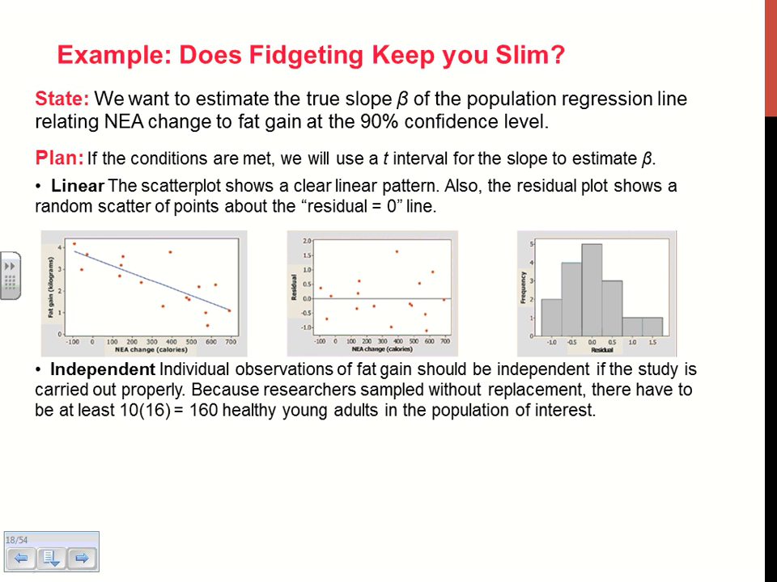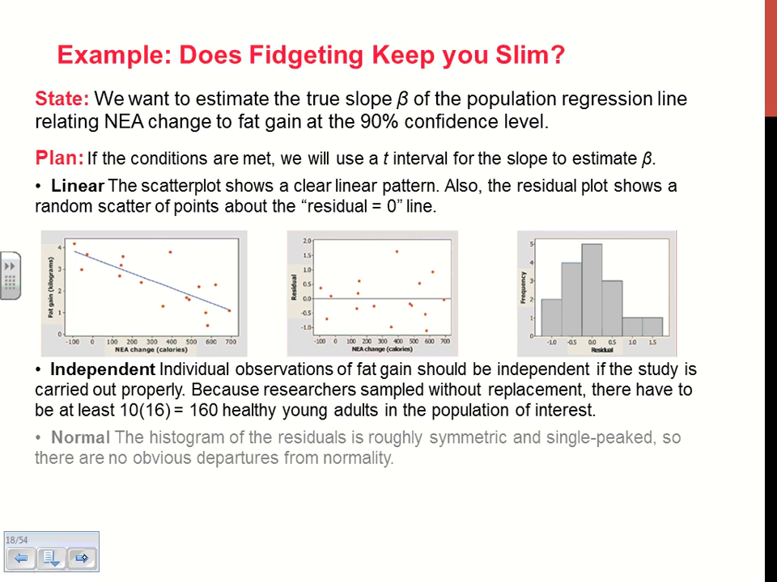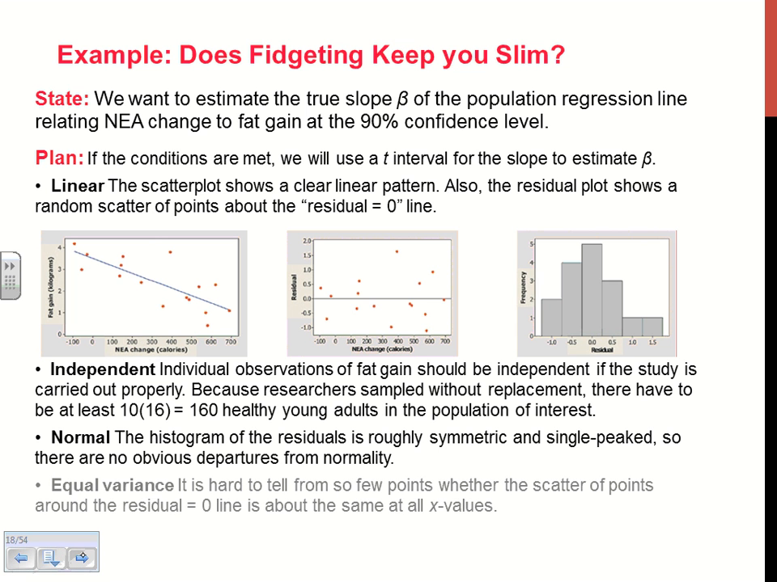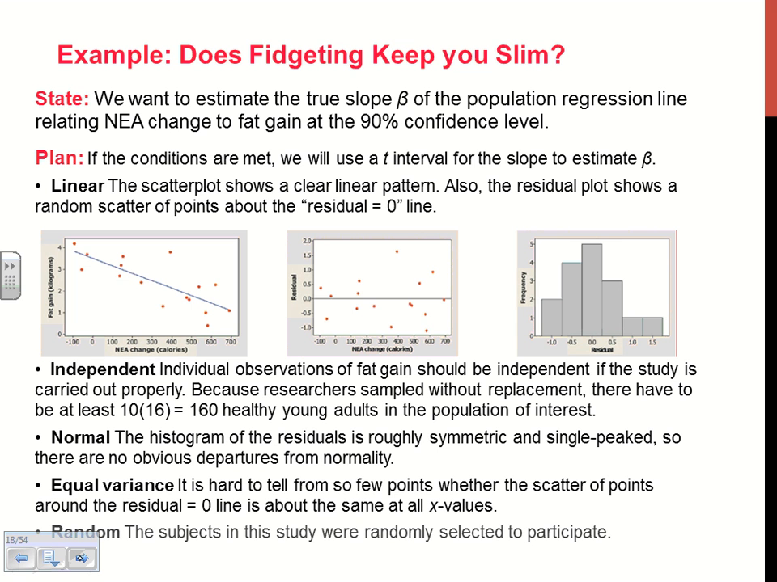So we went without replacement, so we need to do our 10% rule. So we have to say that there are at least 160 healthy young adults in the population of interest here. Normal, the histogram looks a little bit skewed right, but pretty normal. Equal variance, it's hard to tell from so few points, but we can see that they are all around 0 in that residual. And random, it said that they were randomly selected.